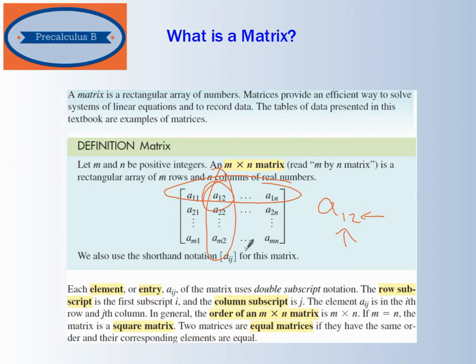In general, the order of an m by n matrix is just m by n. So if we had an array that was, say, 3 by 4, all right, 3 rows and 4 columns, we would say it has an order of 3 by 4. If the rows and columns are equal, the same number of rows and the same number of columns, then we would say that it is a square matrix. So two matrices are equal matrices if they have that same order, and if each element in corresponding positions is the same for each matrix.